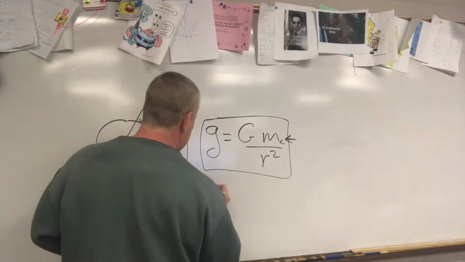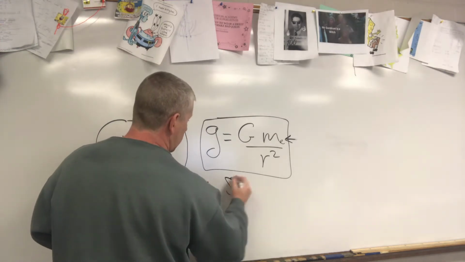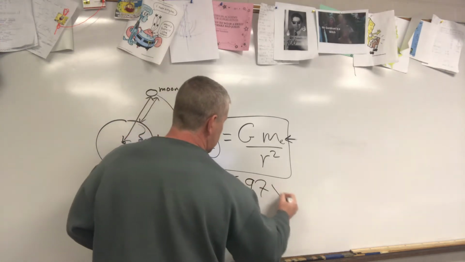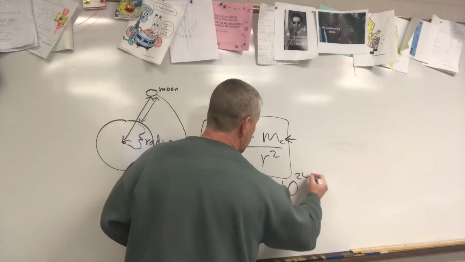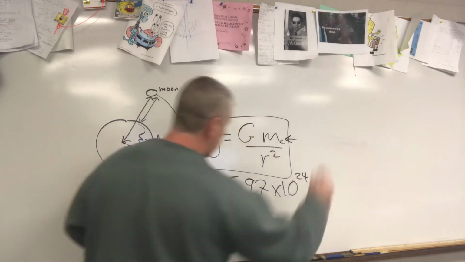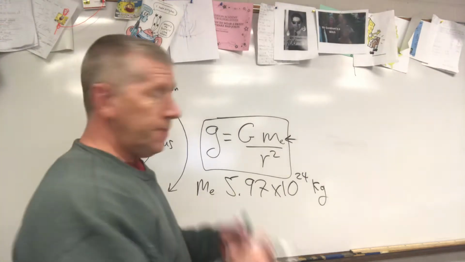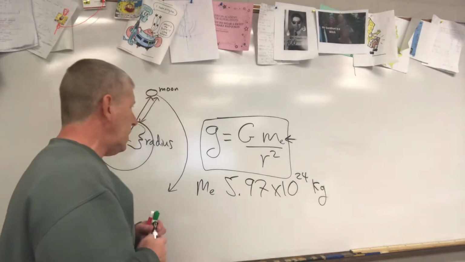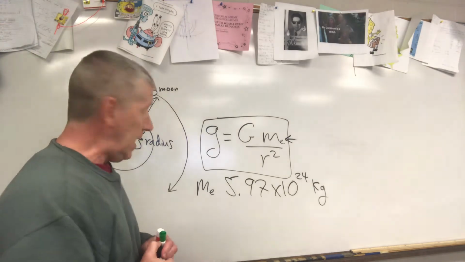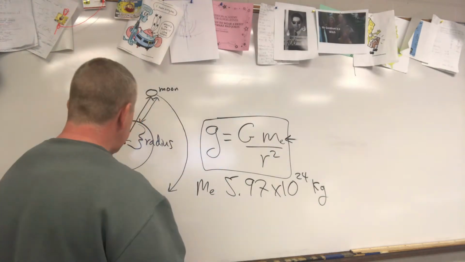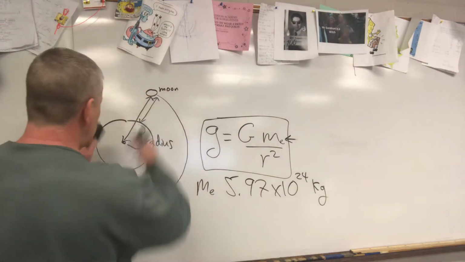So let's see, mass of the Earth, 5.97 times 10 to the 24th kilograms. Okay, armed with this information, we are ready to do a satellite problem. Now, I'm going to erase this for now. We'll come back to this satellite problem.